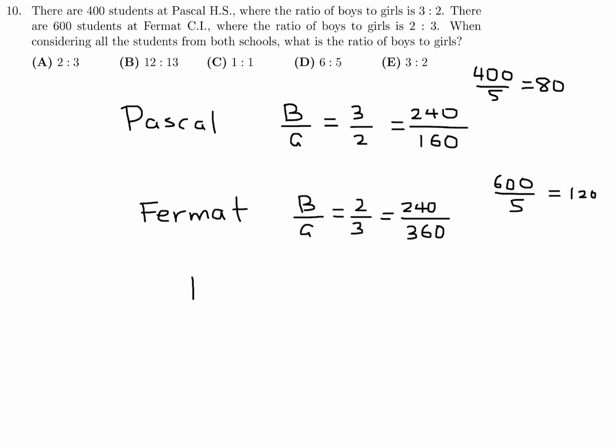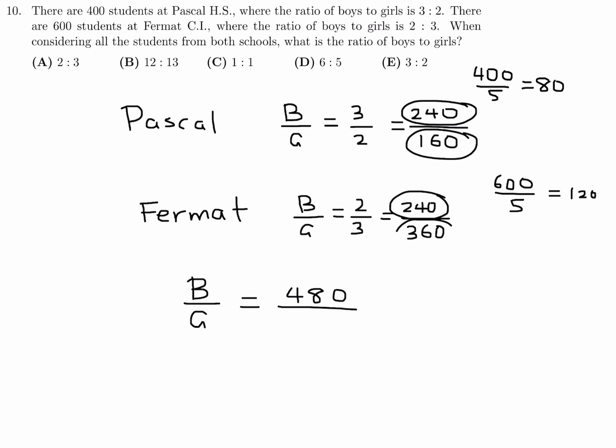Now they want the total boy-to-girl ratio for both high schools combined. Total number of boys would be 240 plus 240, which is 480. Total number of girls will be 160 plus 360, which is 520. And 480 over 520 in lowest terms is 12/13. So number 10, the answer is B.